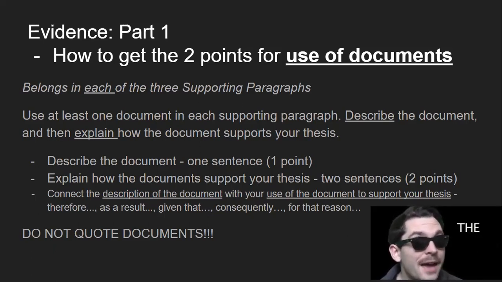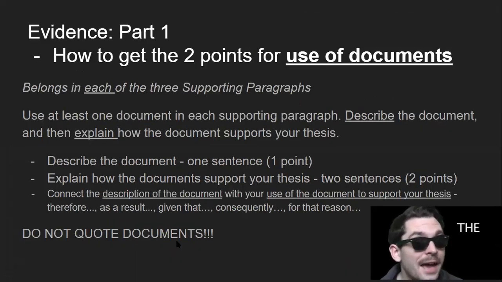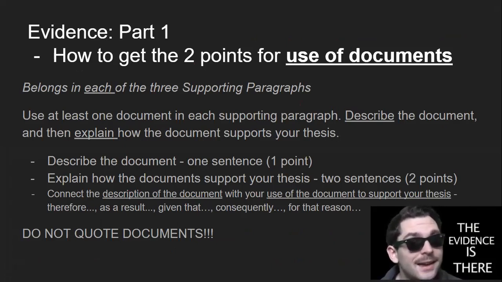So let's say that at the beginning of the whole process, you've gone through your documents and you decided, okay, there are 2 documents in this collection that support the idea of creating more power for the people in the state government. Document 4 and document 5, right? So you've done your topic sentence, and then for document 4, you describe the document and then explain how it supports your thesis. And then you're going to do something else with that document, which we'll explain later on.